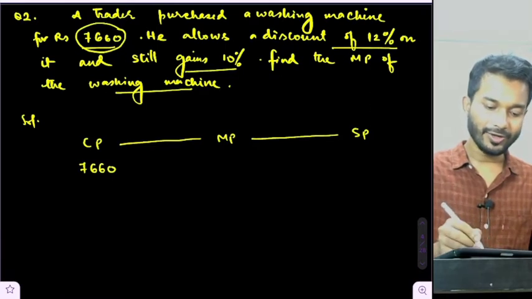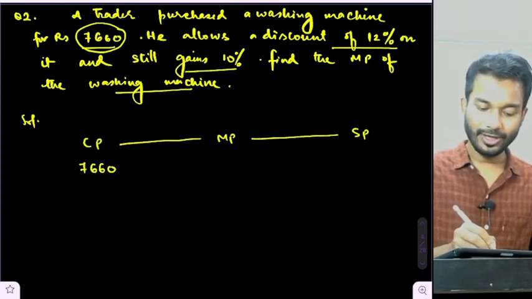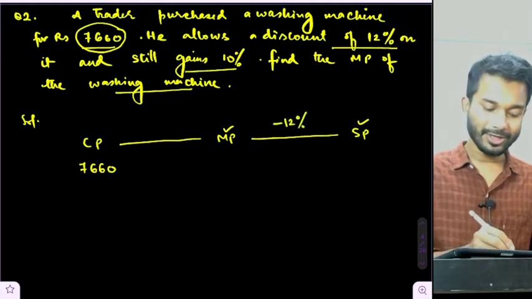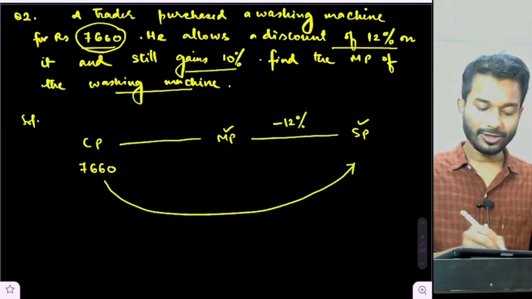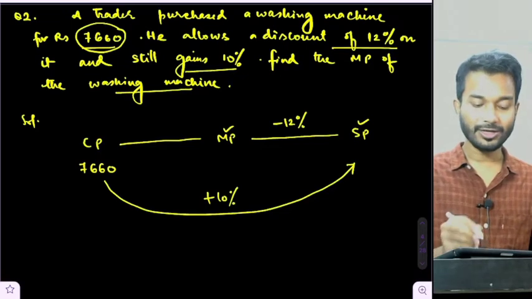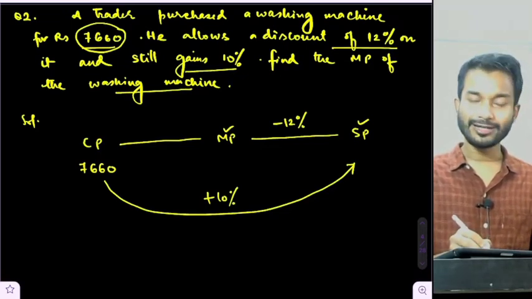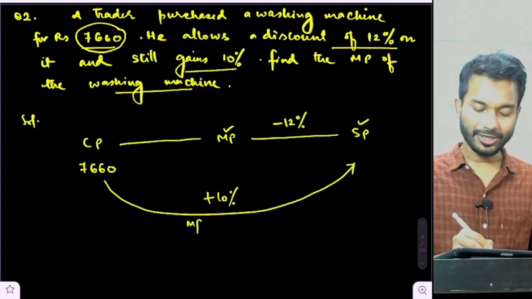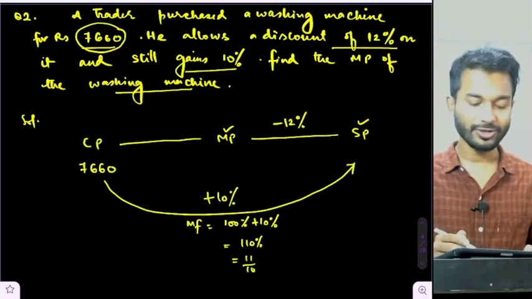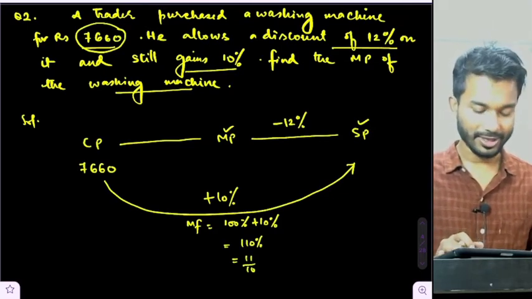He allows a discount of 12% on it. Discount is from where to where? Mark price to selling price. 12% discount. Still gains 10%. Profit loss is from where? Cost price to selling price. Profit is a positive term, discount is a negative term. So you know 10% means what? Multiplication factor we will find out. With 100% we have to add it. So 100% plus 10% will give us 110%, which means 11 by 10. Regarding multiplication factor, I hope all of you have understood. I have already explained in the chapter percentage.